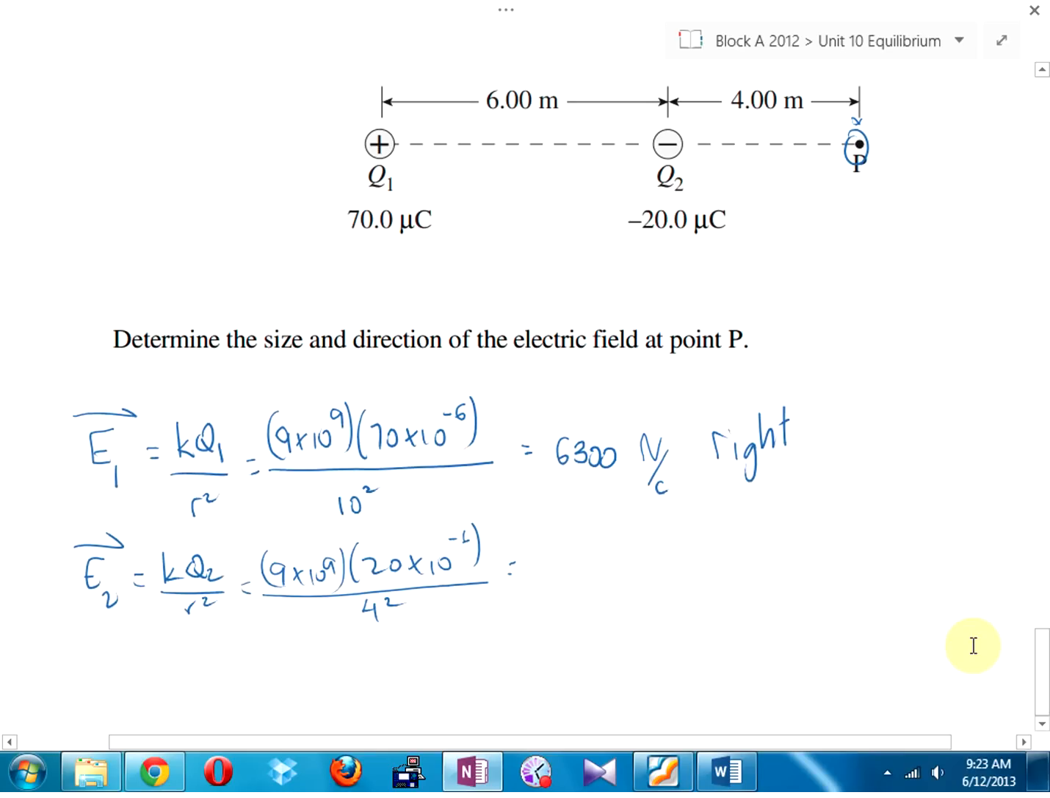What do you get? 1 point. Is that correct, folks? Direction. Which way would a positive want to move if it could because of that guy, if it was sitting right there?